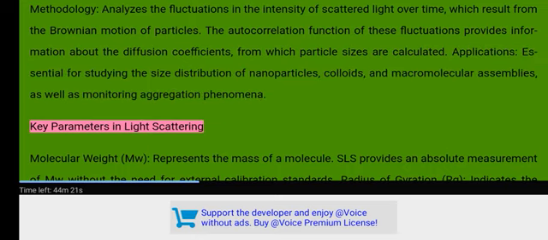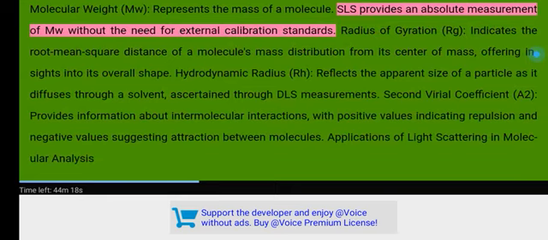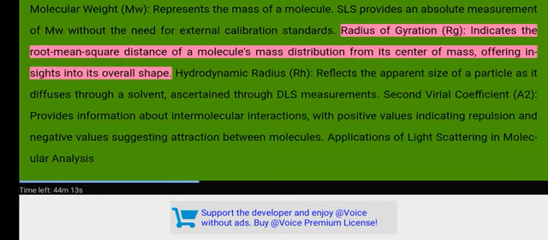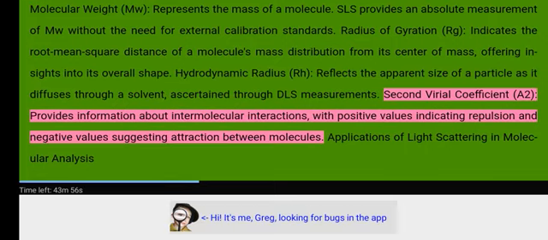Key parameters in light scattering. Molecular weight, MW, represents the mass of a molecule. SLS provides an absolute measurement of MW without the need for external calibration standards. Radius of gyration, Rg, indicates the root mean square distance of a molecule's mass distribution from its center of mass, offering insights into its overall shape. Hydrodynamic radius, Rh, reflects the apparent size of a particle as it diffuses through a solvent, ascertained through DLS measurements. Second virial coefficient, A2, provides information about intermolecular interactions, with positive values indicating repulsion and negative values suggesting attraction between molecules.